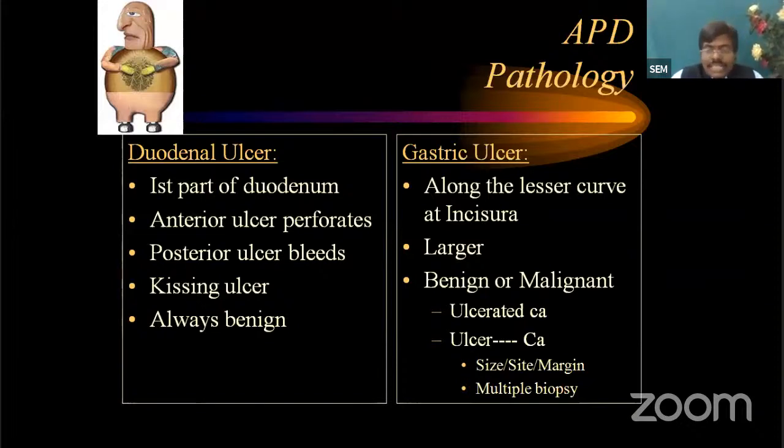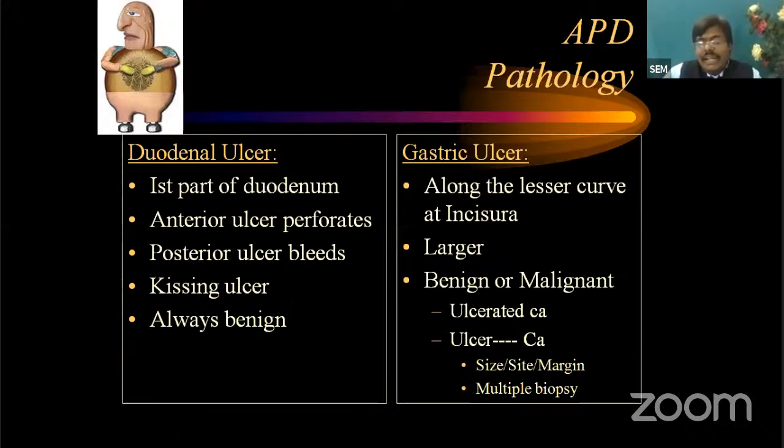Sometimes, like two friends together, there may be an anterior and a posterior ulcer kissing each other at the top, like a roof. They are called kissing ulcers, anterior ulcer and posterior ulcer. But duodenal ulcers are always benign. Whereas gastric ulcers, I told you already, if they are large, they can be a cancer, or a benign ulcer can also turn into malignancy.